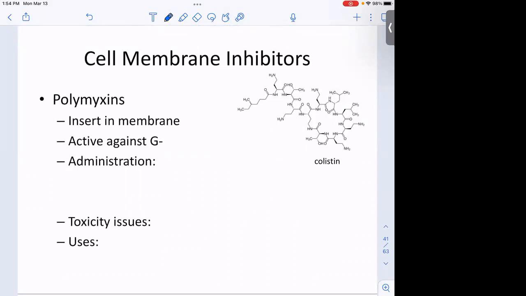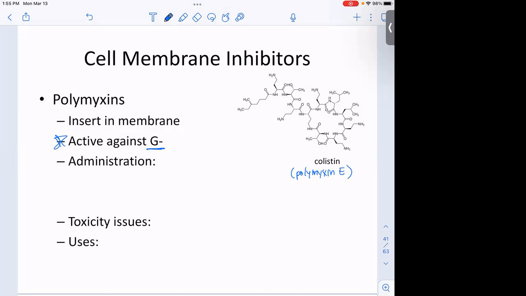So just a couple more mechanisms. Cell membrane inhibitors. We only have a couple of those. They're the polymyxins, and colistin is also known as polymyxin E. I mentioned that one because, again, if you're in lab, our media had the colistin and the nalidixic acid. So these are active, especially against gram negatives, because they insert in membranes.